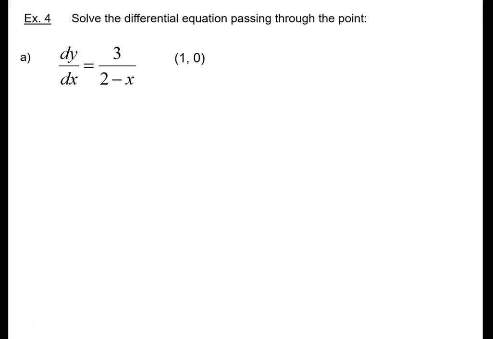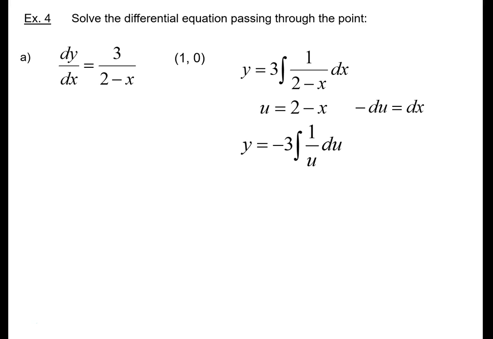Solve the differential equation. This time they gave us a value, 1, 0. So if we move dx to the other side, I put the 3 in the front. I'm going to do a u substitution. We're going to let u equal 2 minus x. The derivative would be negative 1. So dx gets replaced with negative du.